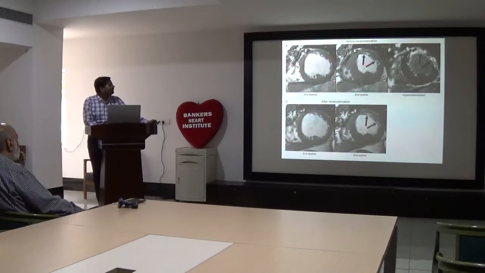this image. In this image, there is a contrast enhancement suggestive of the anterior and anterolateral segment. There is hypokinesia in diastole and end systole. There is a definitive hypokinesia with contrast enhancement that is suggestive of scar tissue. After revascularization, there is still RWMA. So there is no improvement in the function.